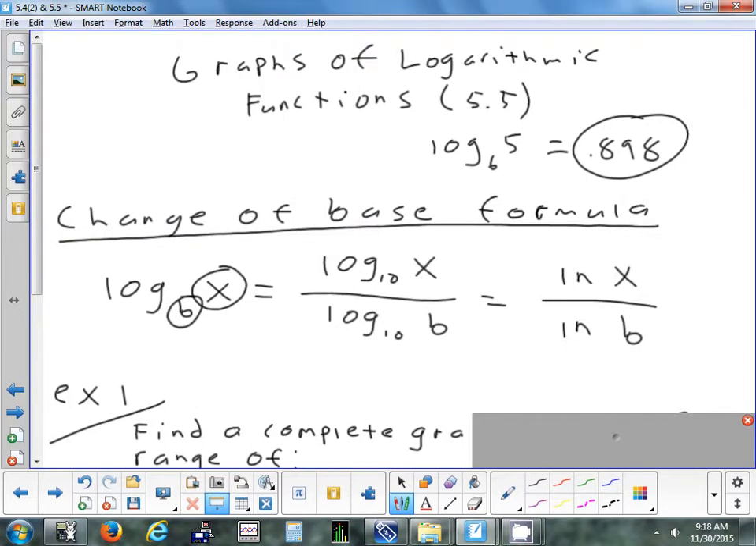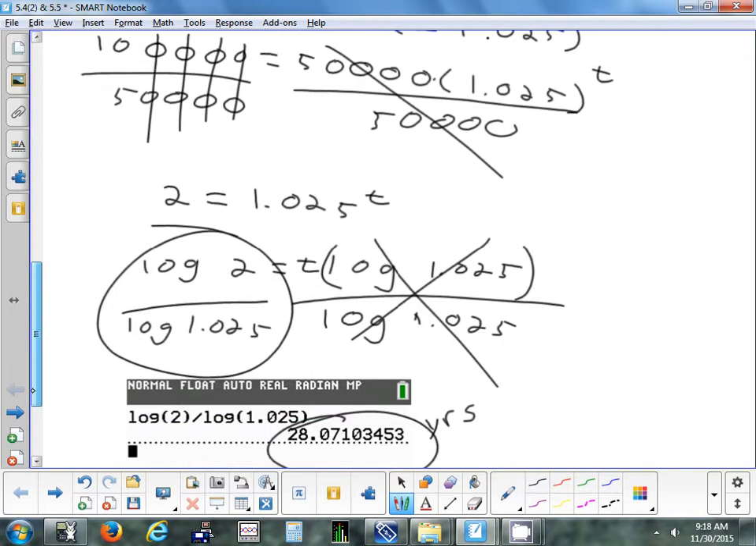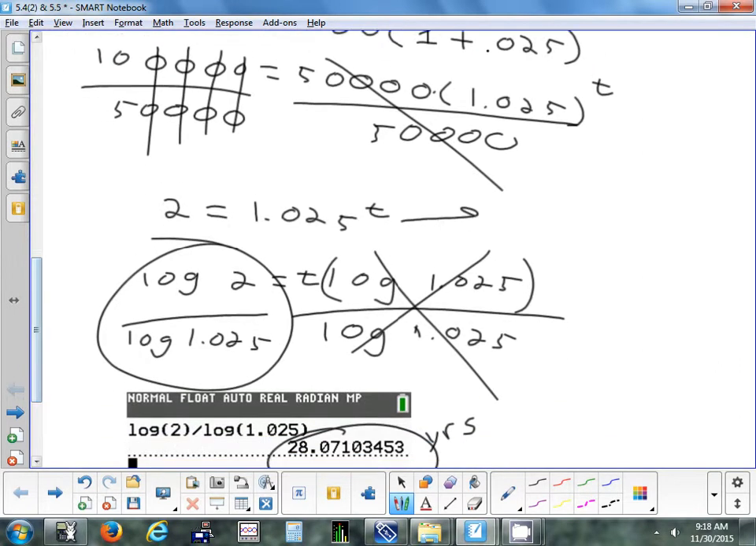All right, so now I told you that first problem we did, we're going to have an even faster way to do it. Well, that's the faster way. If we just took this and changed it to exponential form, we could have been done in one step. Not that this was that bad, but 1.025, that would be my base. And logarithms always equal the exponent. So t, I should be 28 years or whatever.